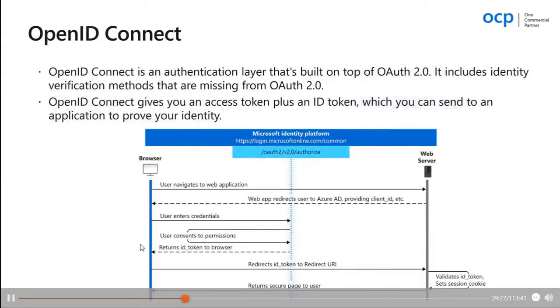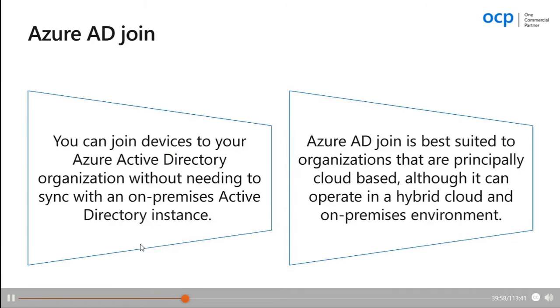Then the app takes the token, validates the token to ensure that the authentication was successful, and then we get access to our application. This in the back basically uses what we call OpenID Connect, which is an authentication layer built on top of OAuth 2.0. This one includes identity verification methods that are missing from OAuth 2.0. So basically, OpenID gives the access token plus an ID token, which we can send to the applications, like I explained previously, to prove it is me. I'm really that user.